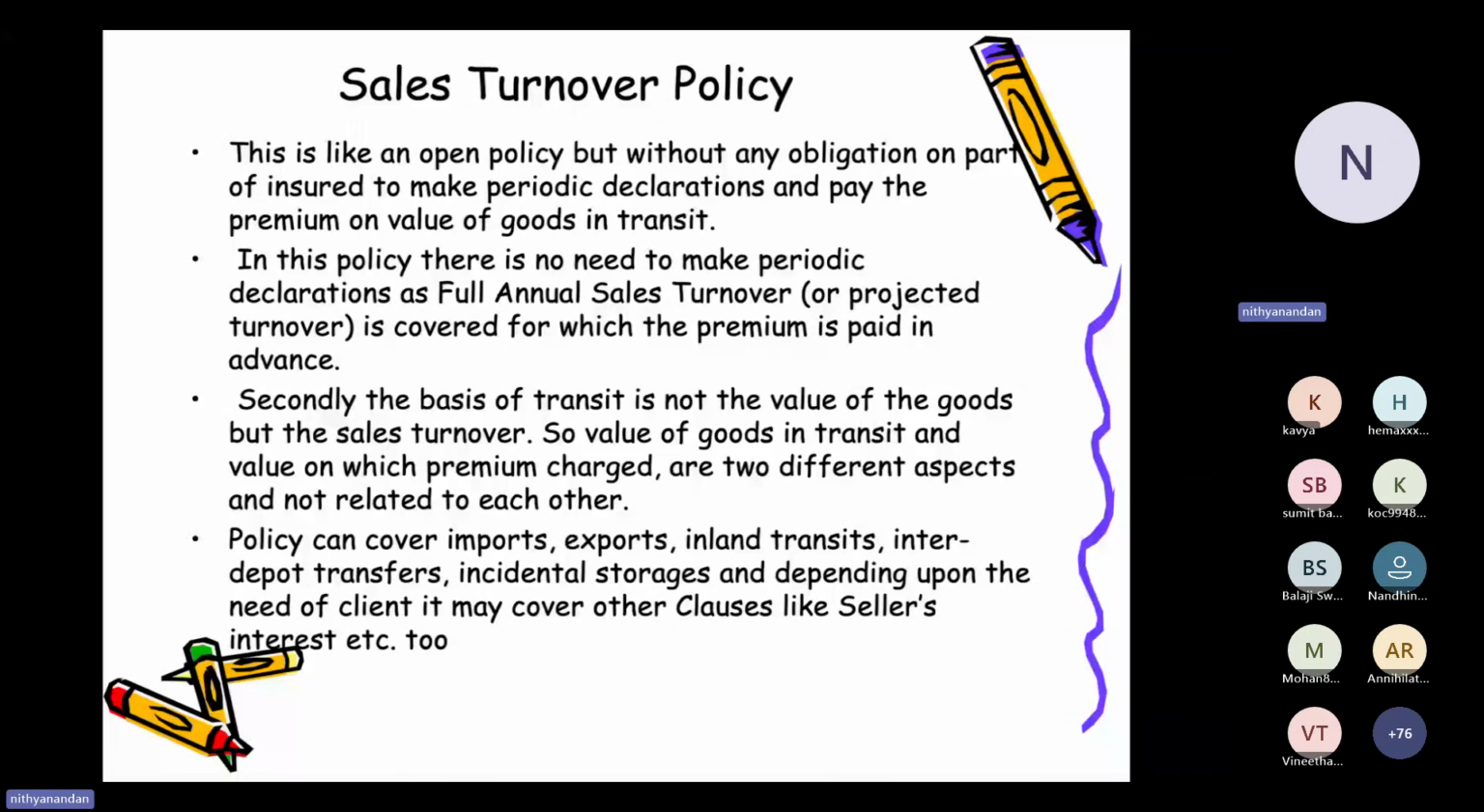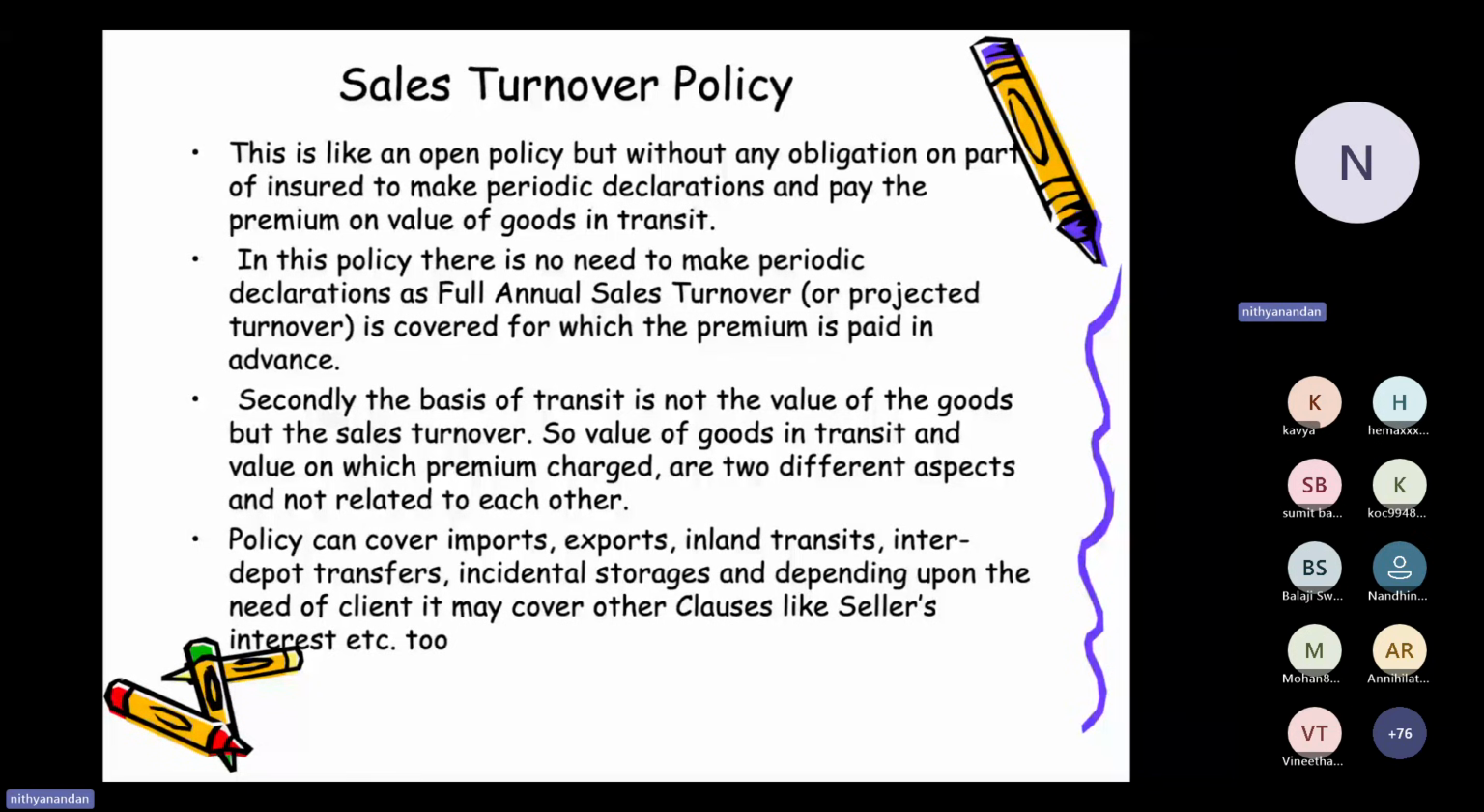Sales turnover. Please listen carefully, because this is the one policy which we are now using regularly in our office. STOP, sales turnover policy. In other terms, it is called ATO, annual turnover policy, right?